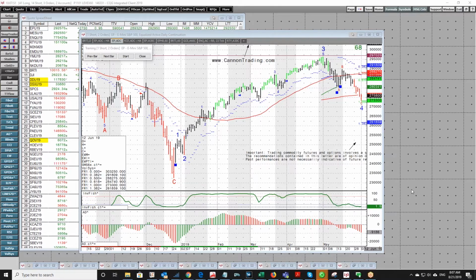Now that we showed one example of the completed wave 5 and a retracement, I want to take a look at a possible wave 4, and then a resumption of the trend that we had before. In this case, again, I'm using CQG, and I have the Elliott wave indicator.